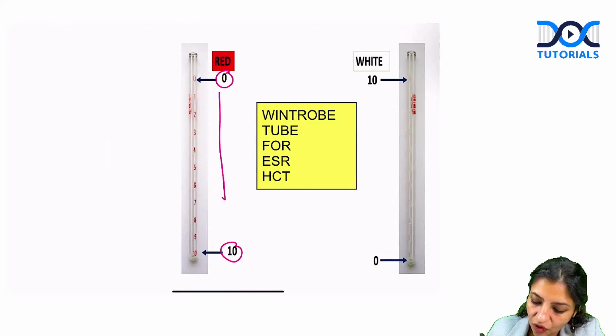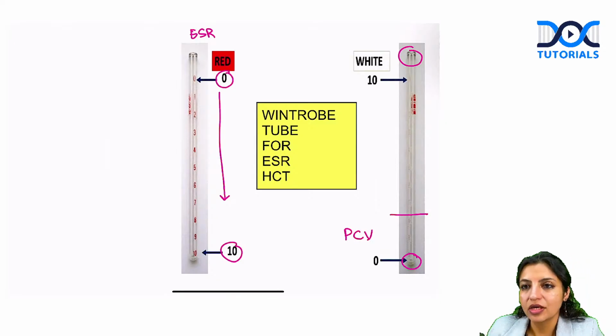So you can see the fall of RBC. So that is for ESR. Whereas here you can see marking from 0 to 10, and this is basically for packed cell volume, or hematocrit. So that is your Wintrobe tube.